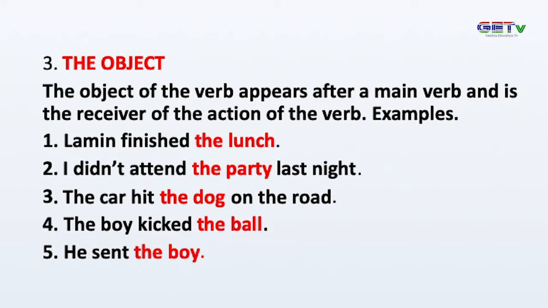Here is Lamin, who is the subject of our sentence. And he did something. What did he do? He finished. What did he finish? The lunch. So the lunch becomes the object of the verb because it received the action. So we move on. I didn't attend the party last night. Our object here is the party.